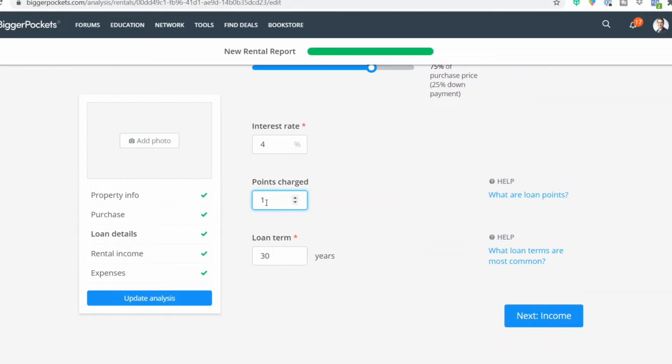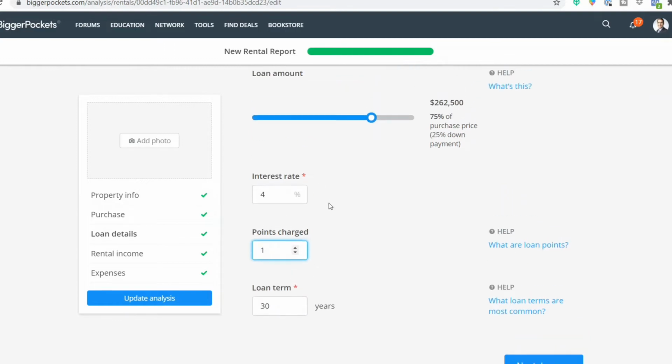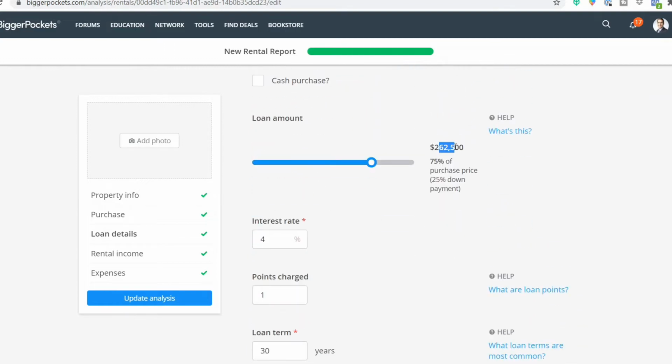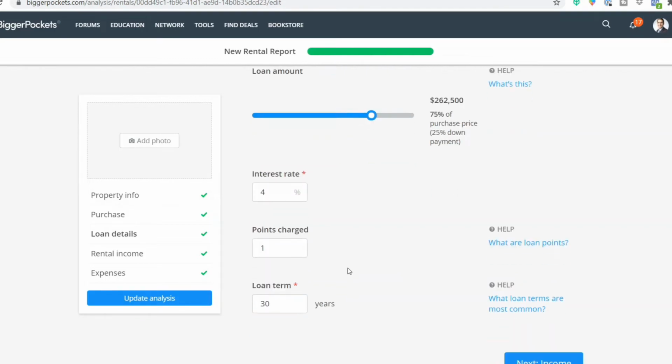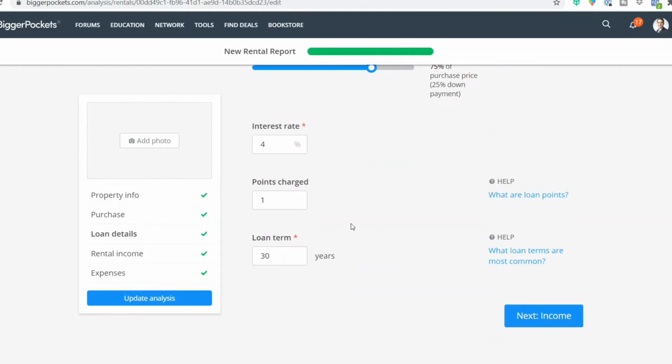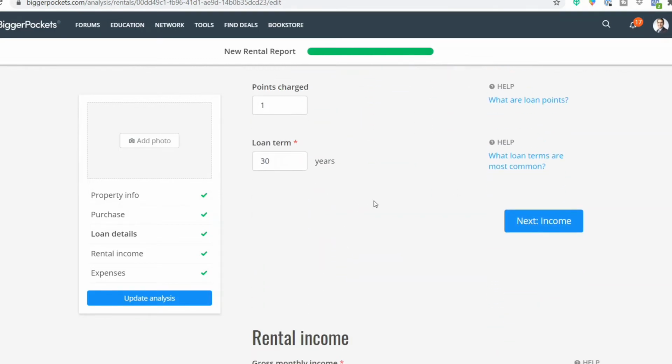And then I'm assuming that whoever purchased this property was charged 1 full percent of the loan value, which means 1% of $262,500. They were probably charged close to $2,600 to originate this loan at 4%. Then of course, I'm choosing a term of 30 years.